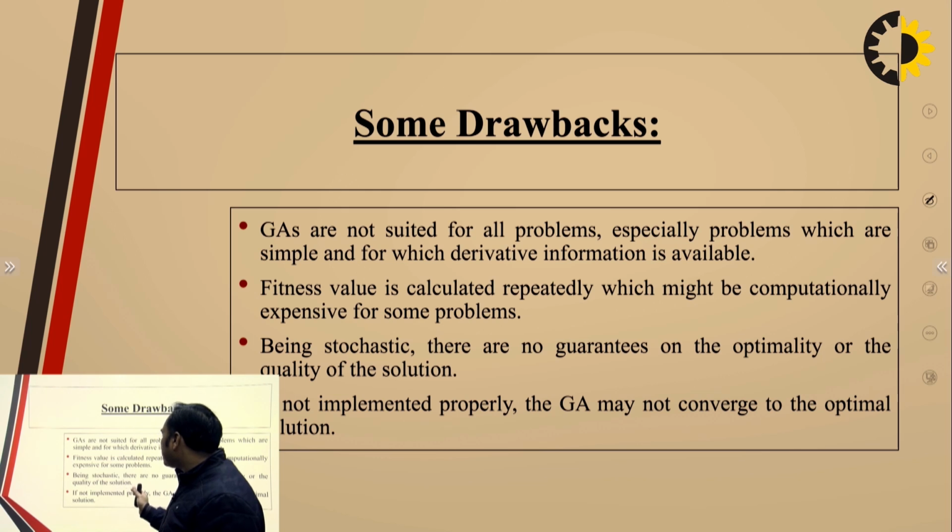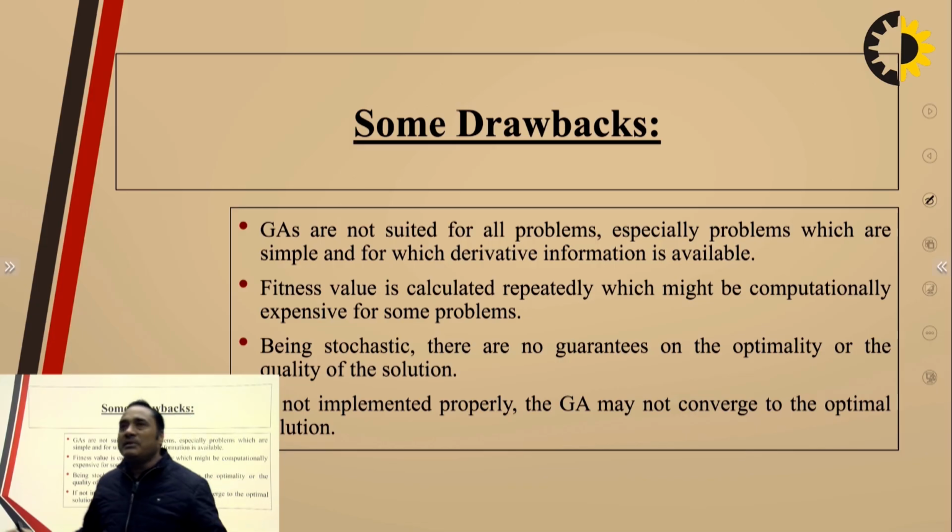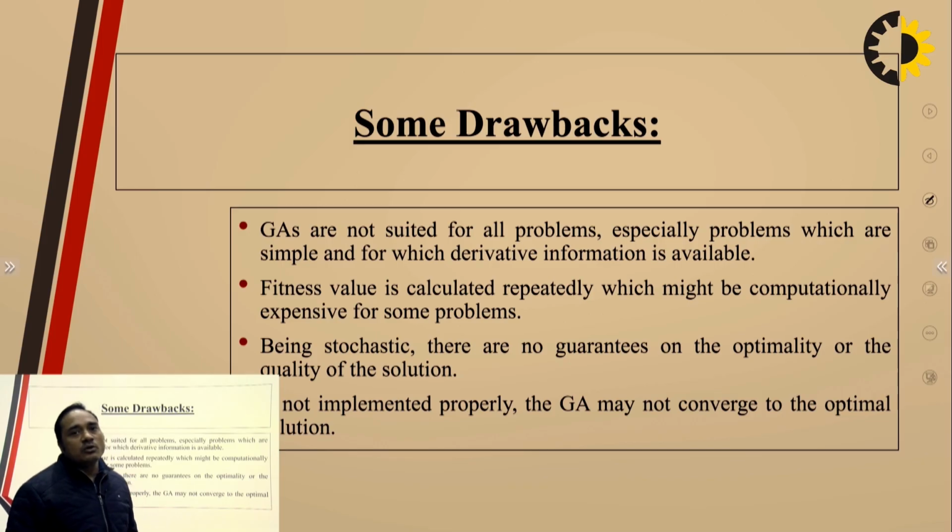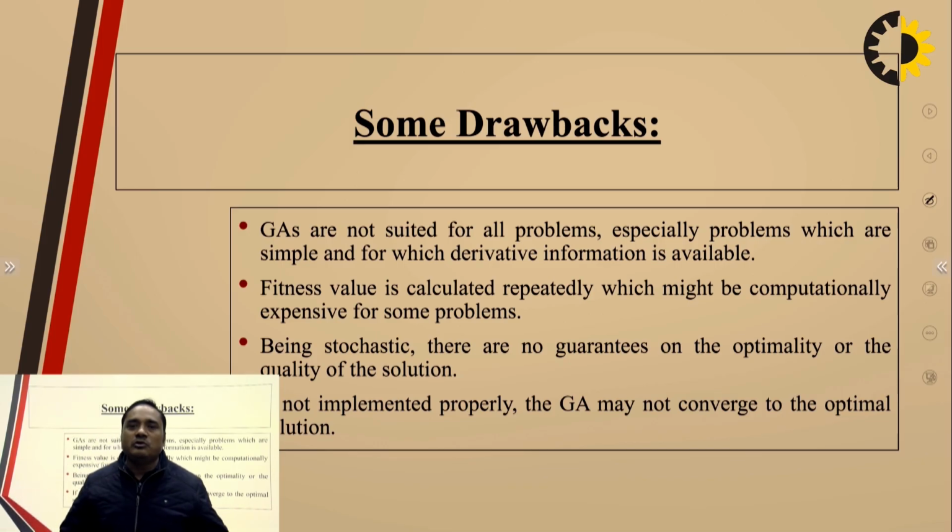Being stochastic, there is no guarantee on the optimality or the quality of the solution. There is no 100% guarantee you will get a good result by using the genetic algorithm. Sometimes you get a good result, sometimes a bad result. It is a costly, complex algorithm. So if you are going to use this algorithm, definitely use it for a large data set, not for a small one.